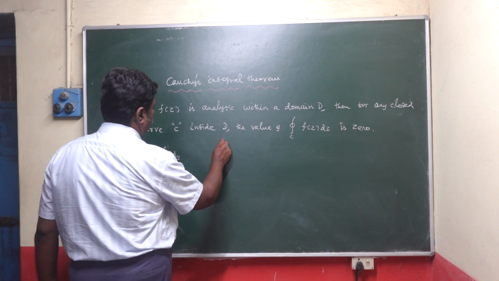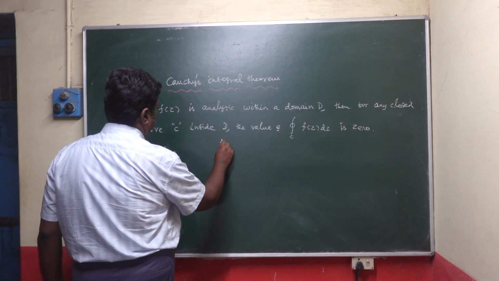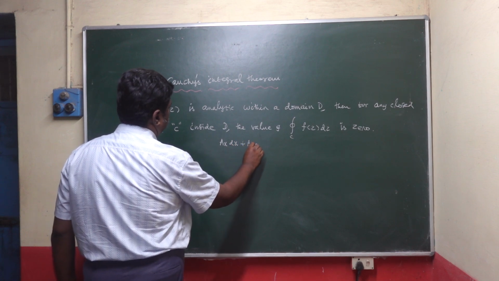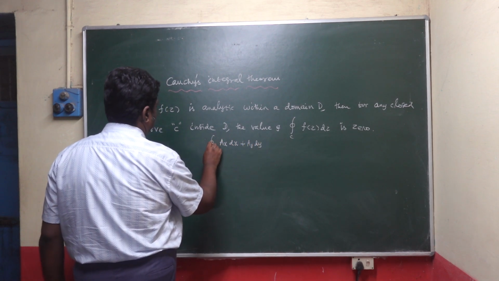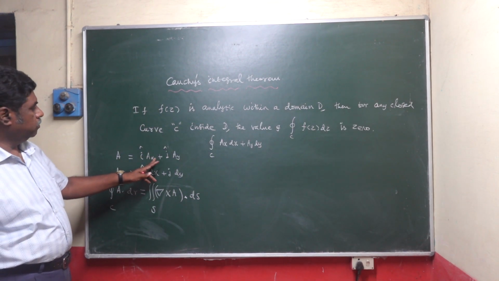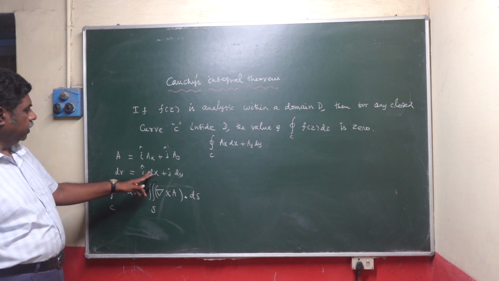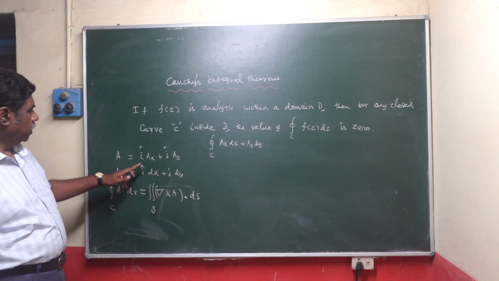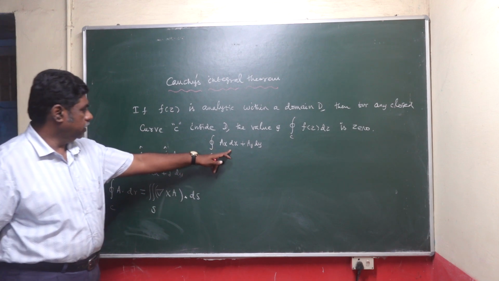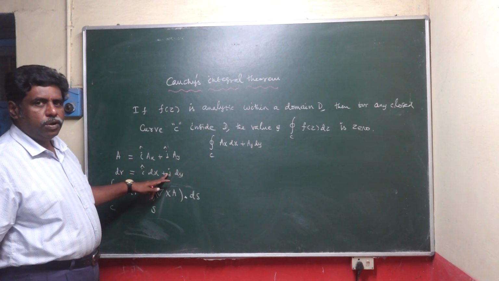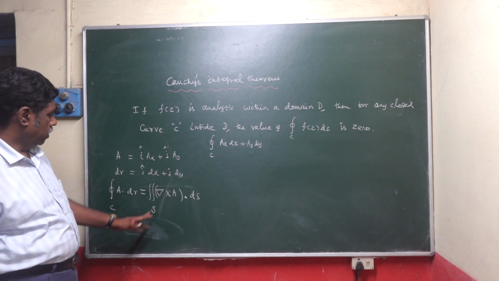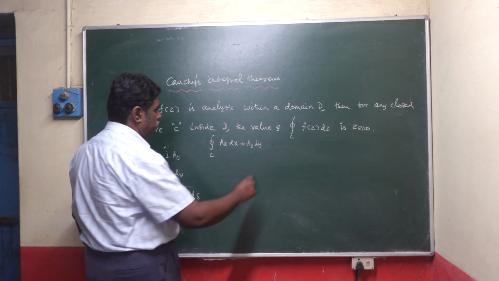See, A dot dr is Ax dx plus Ay dy. Instead of A, we have to put i Ax plus j Ay dot i into dx plus j into dy. A dot dr, that is i dot i is 1, Ax dx plus j dot j is 1, Ay dy. i dot j is 0, j dot i is 0. Then come to the right hand side.